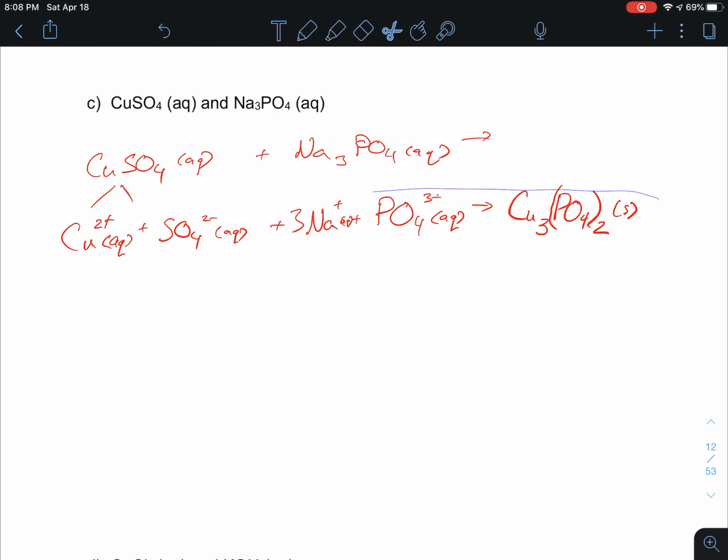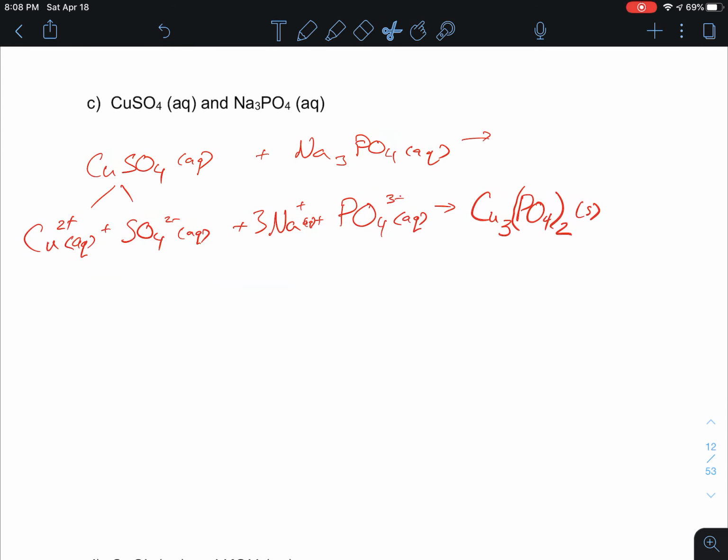Okay. Just move everything over a little bit to give myself a little space. Sodium is a group 1 metal, and it's in that same rule, but it would be soluble because it is a group 1 metal.